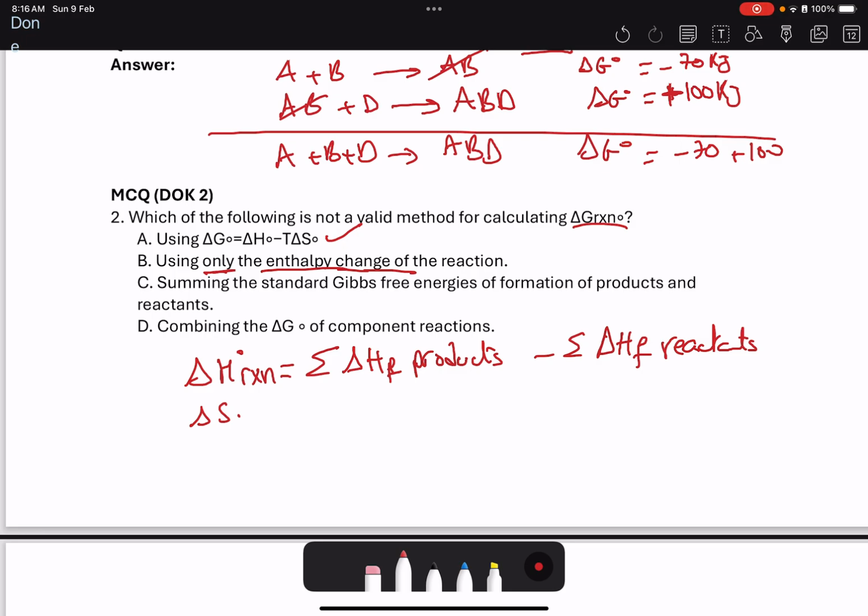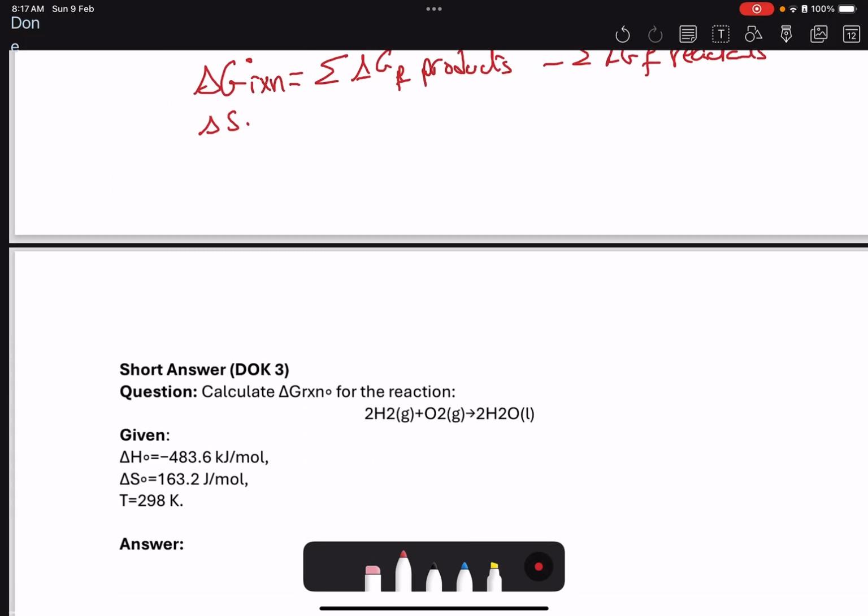Summing the standard Gibbs free energies of formation of products minus reactants, yes, and they mean by this, if this is delta G, yes, we can calculate delta G. And combining delta G of components of reactions using Hess's law. So the one that is not a valid method is this one.